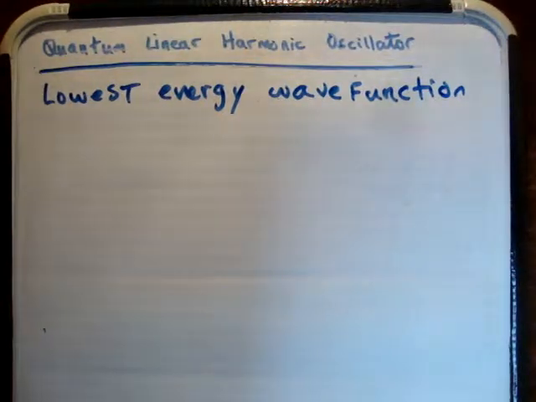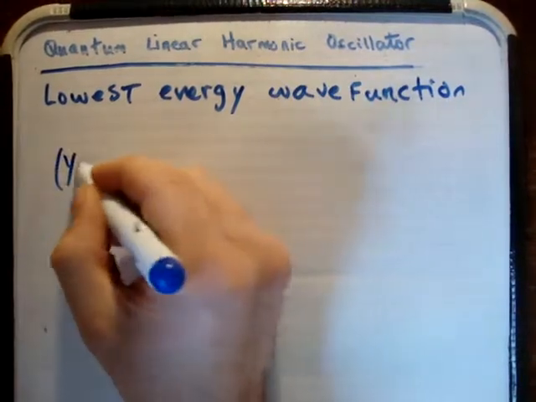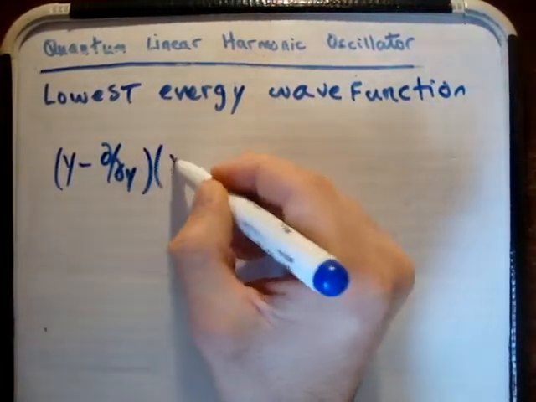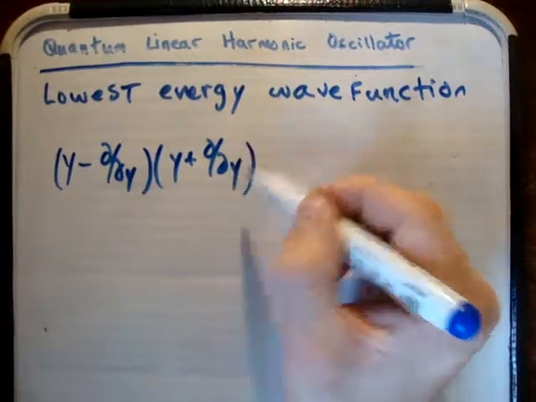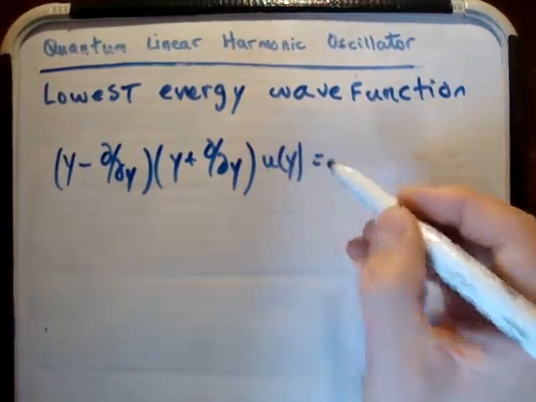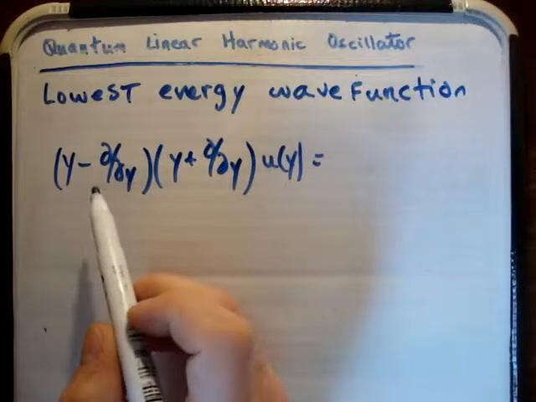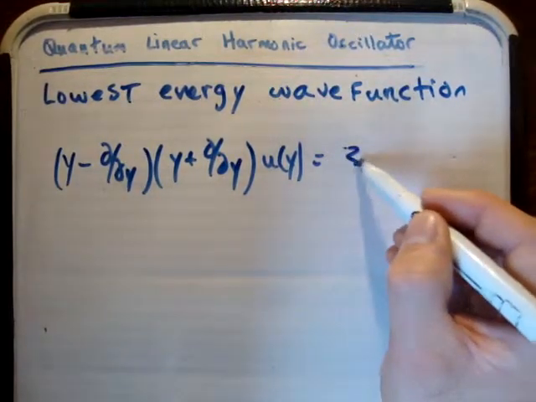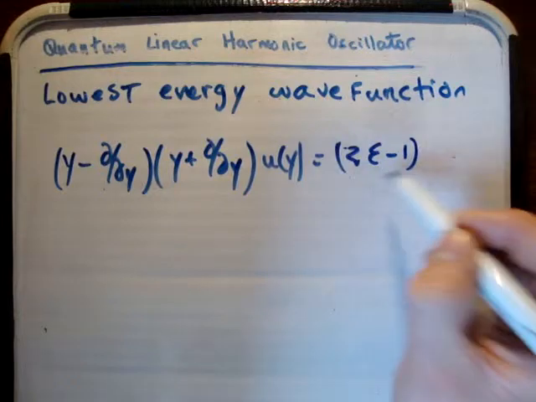Okay, in this video I'd like to show you the lowest energy wave function in the 1D quantum linear harmonic oscillator. In a previous video, the first in my series, I did the dimensionless Schrodinger equation and hinted at raising and lowering operators. I'm just going to show you one of the Schrodinger equations: (y − d/dy)(y + d/dy) acting on a wave function u of y is equal to (2ε − 1) times u of y.